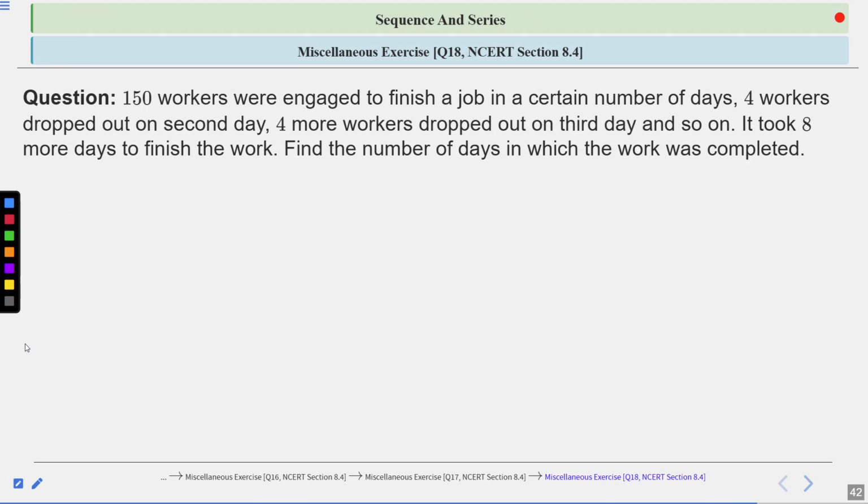Next question is, 150 workers were engaged to finish a job in a certain number of days. 4 workers dropped out on second day, 4 more workers dropped out on the third day, and so on. It took 8 more days to finish the work. Find the number of days in which the work was completed. Now you have 2 minutes to solve or think about this question. After that, we'll move to the solution part, right?